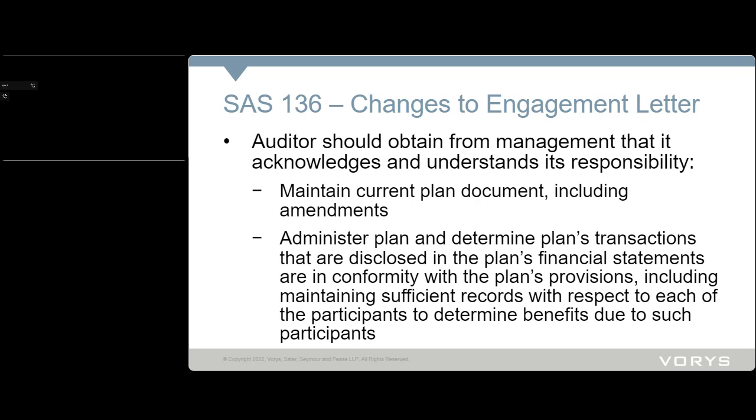I'm going to just use the term management to encompass whoever is responsible at the organization for the Form 5500 and the audited financial statements. So the auditor is supposed to obtain from management that it acknowledges and understands its responsibility to maintain current plan documents, including amendments, to administer the plan and determine the plan's transactions that are disclosed in the plan's financial statements, that they're in conformity with the plan's provisions, including that they are maintaining sufficient records with respect to each of the participants to determine benefits due to such participants.